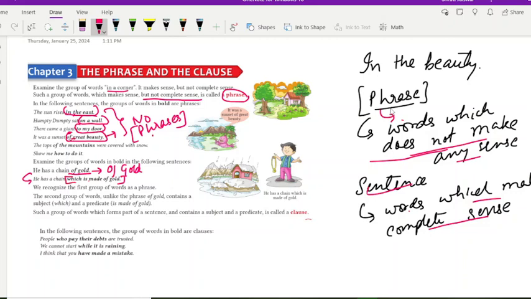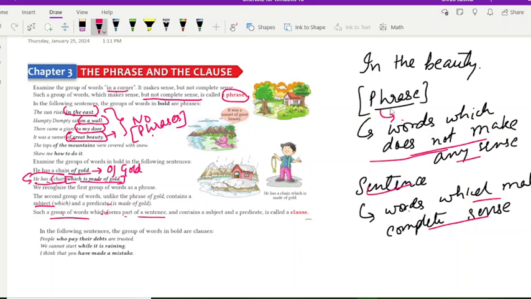Which is made of gold. The second group of words, unlike the phrase of gold, contains a subject. See, he has a chain, this is the subject, and which is made of gold is the predicate. So what we have as a subject: he has a chain. What he is having, he has a chain. Chain is a subject. And what is the predicate? Which is made of gold. Any doubt? No.